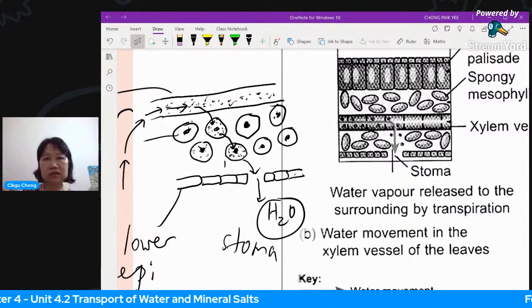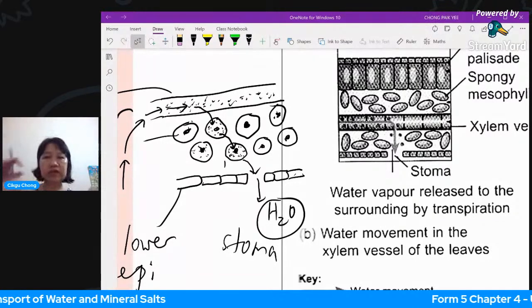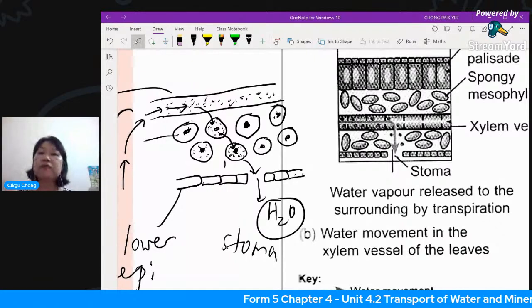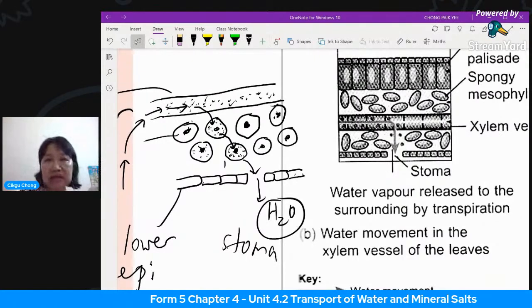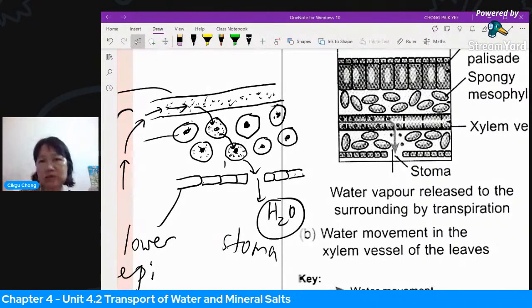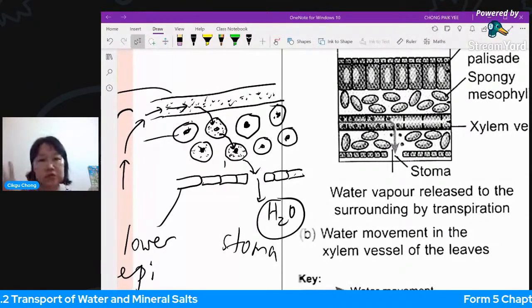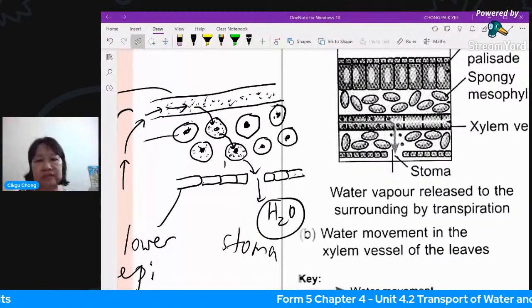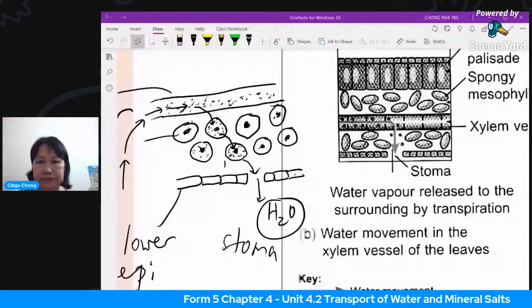One lost the water, so this one transferred to this one. And then this one lost water, so transfer. So in the end, you'll find a continuous flow of water from the xylem to the pores, or to the stoma. Water is continuously moving. That's why transpiration helps to pull the water up from the xylem to the leaves. Okay, let's look at the words.